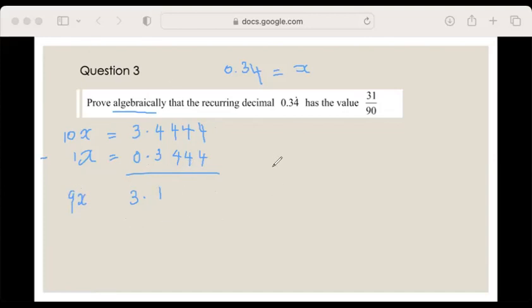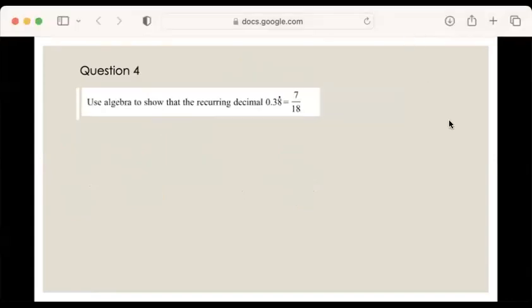So when we times it by 10, 3.1 times 10 is 31. And that is 3.1 is equal to 9x. So 9x times 10 is equal to 90. So 31 over 90. As you can see, we have proven that. Okay, we have proved it. All right. Let's go to the next one.